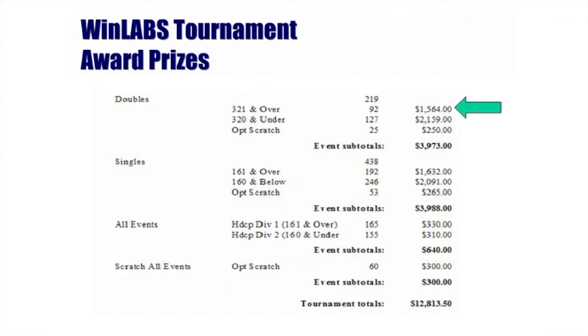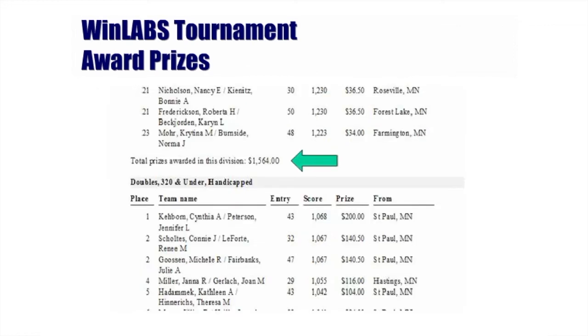Before we look at the final prize list, let's examine the entry fee summary report, which is what we will be comparing our totals with. For each event, you should be verifying that you have included the correct number of teams and you have paid the correct prize amounts. For example, the Doubles Division 1, 321 and over, had 92 teams. There was $1,564 in the prize fund. Now, when you look at the final prize list, you should see $1,564 total at the bottom of Doubles Division 1.